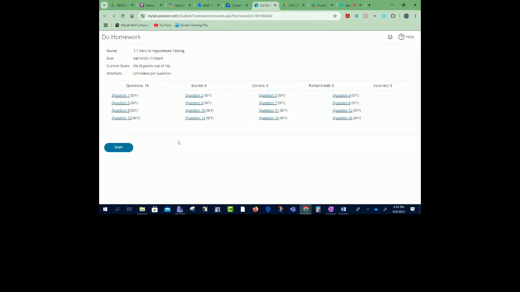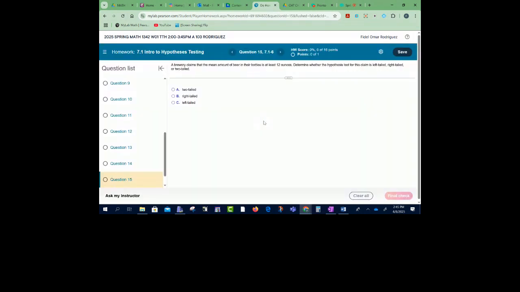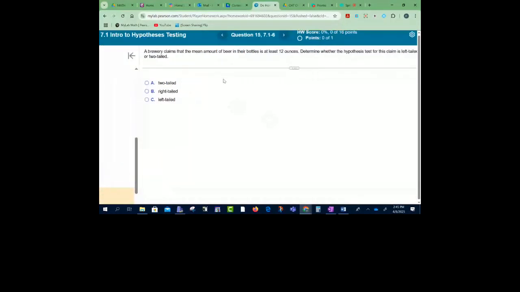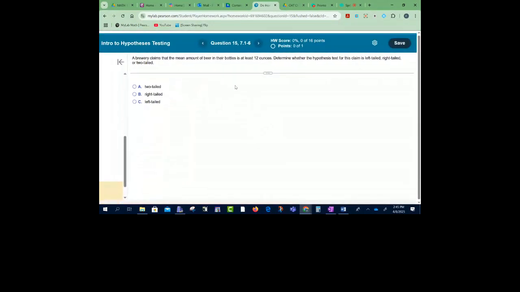With some of the questions, y'all, they're going to ask you, is it a left tail? Is it a right tail test? And we got to figure out some of those pieces. So look, I'm just going to pick out question 15. I have no idea what 15 looks like now. Let me zoom in real quick, y'all, so you can see. It says, a brewery claims that the mean amount of beer in their bottles is at least 12 ounces. Determine whether the hypothesis test is left tail, right tail, or two tailed.